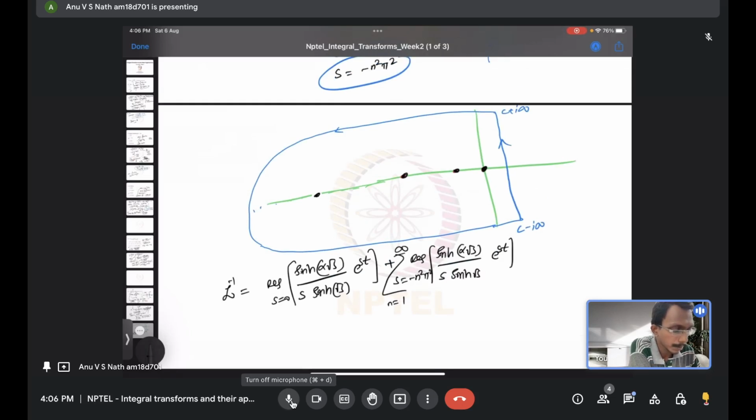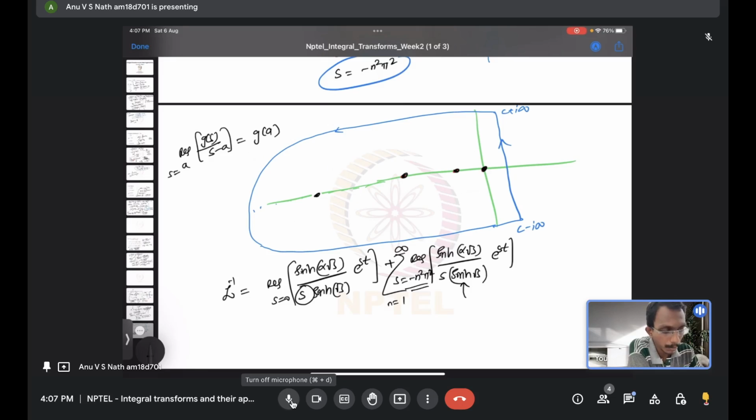So now how to find the residues? First of all, this is actually a simple pole. If it is a simple pole, I guess the equation is already there in the lecture. If the function is of the form g(s)/(s - a), which at a has a simple pole, then the residue about s equal to a will be just g(a) for any simple pole. So that's what we are going to use here. The same applies here also, where s equal to -n²π² is making this function singular. That is also a simple pole that you can verify.